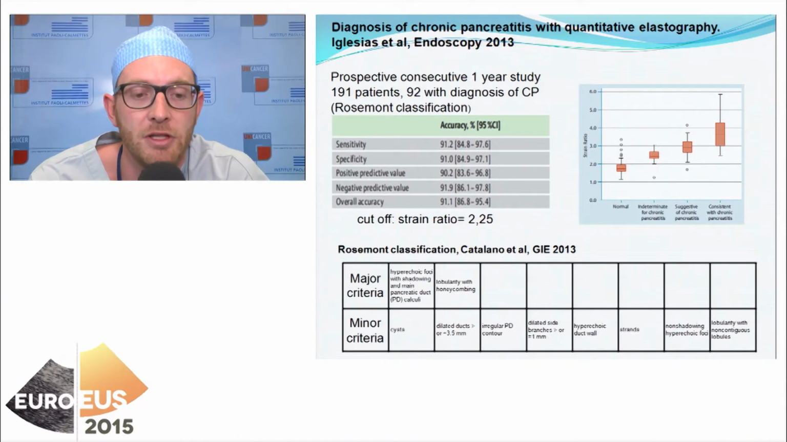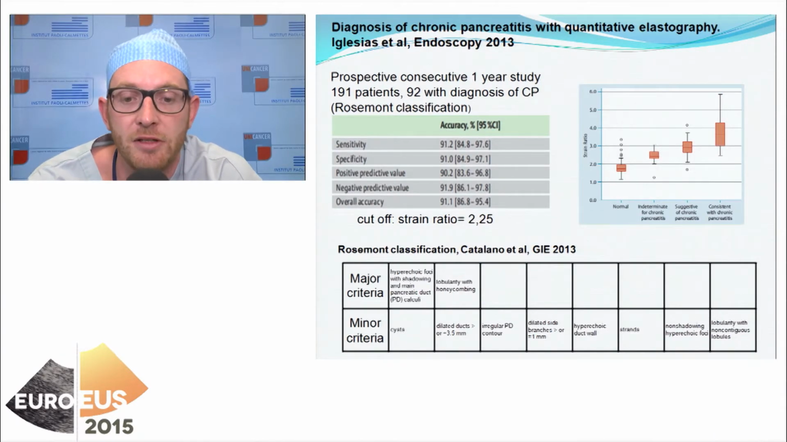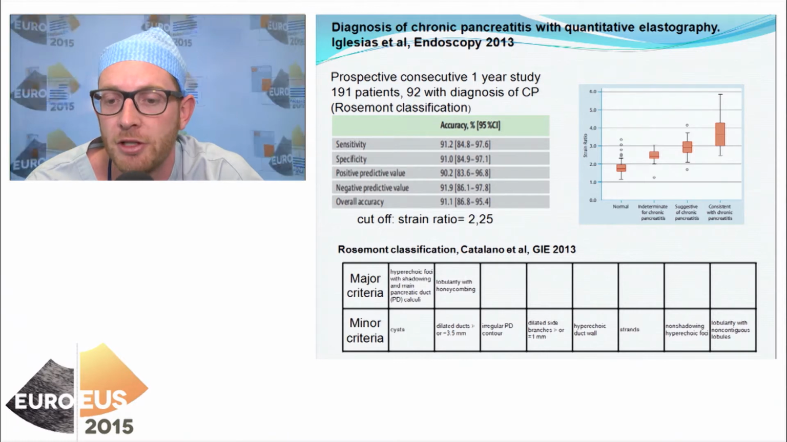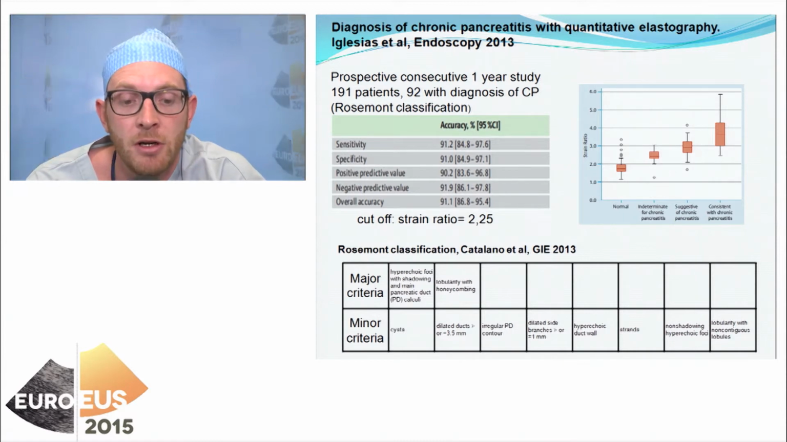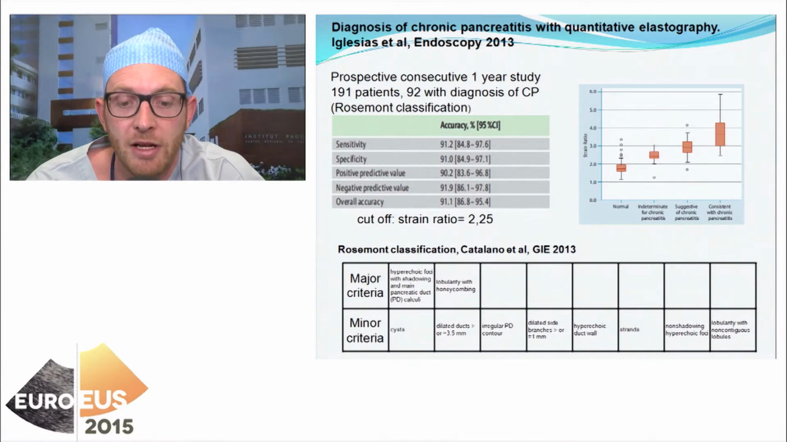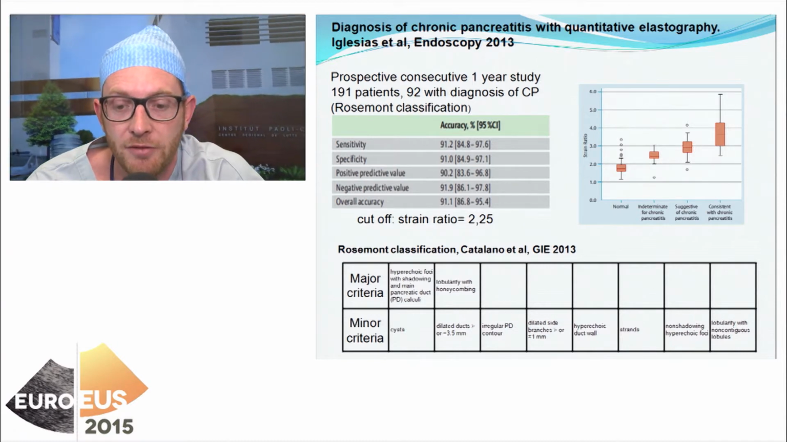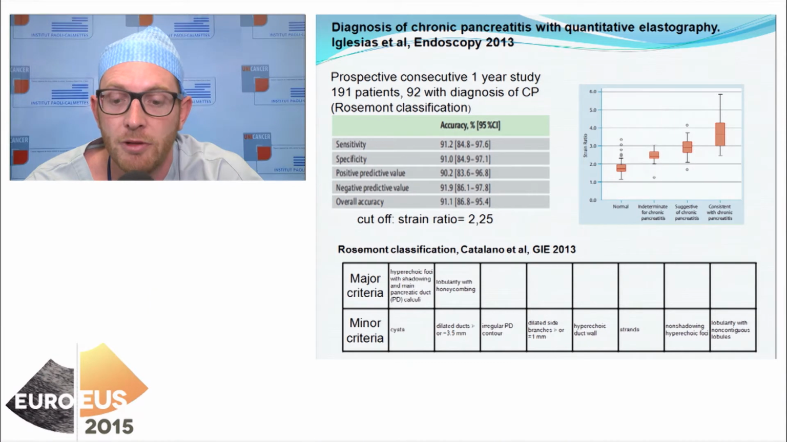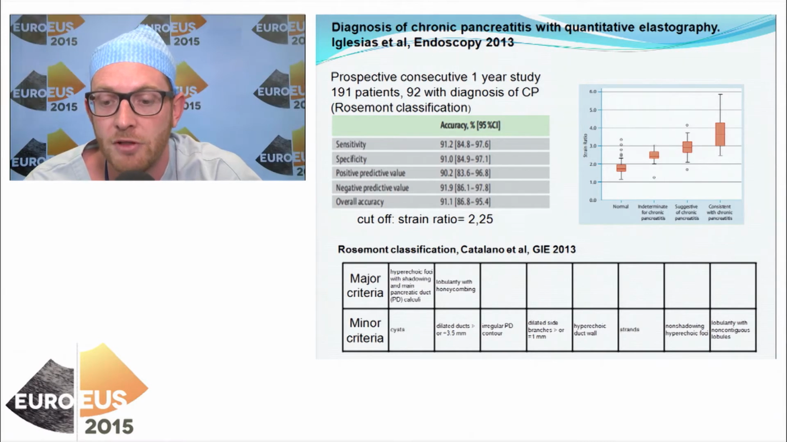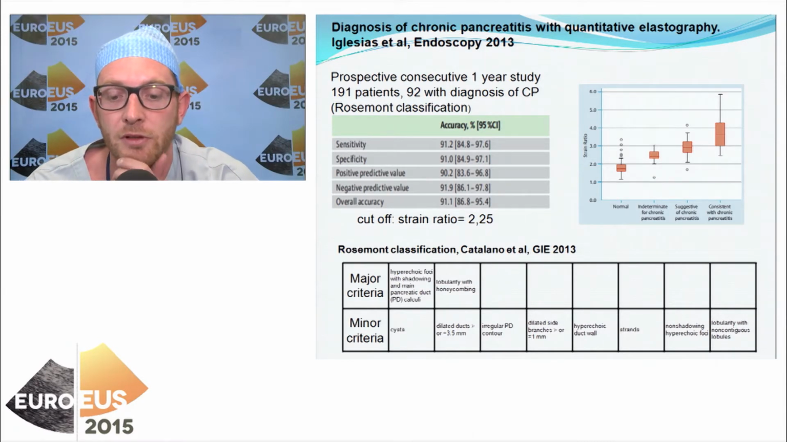One study of Iglesias et al. has studied the ratio elastography in chronic pancreatitis in 2013. 191 patients were enrolled, and a comparison between elastography and Rosemont classification was done. A direct linear correlation was found between the number of EUS criteria and ratio elastography with an accuracy of 91%.